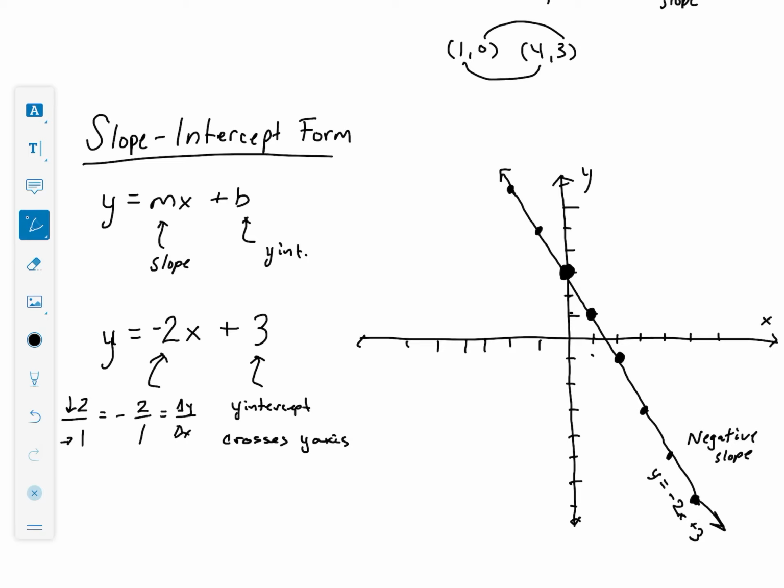Now, I'm going to attempt to graph a line with a positive slope. Let's graph this line: y equals 2/3 x minus 1. Well, I have a y-intercept of negative 1. And I have a slope of 2/3, meaning up 2 over 3.